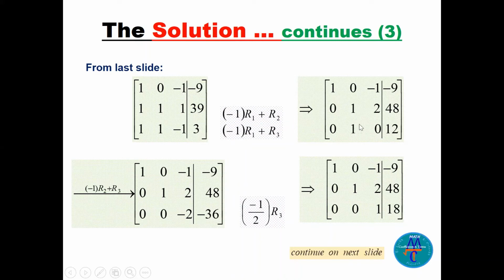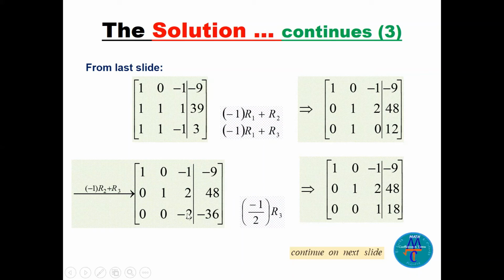Now I have to change this number here to 0. See this number here in the last row? I have to change it to 0. So -1 times row 2 plus row 3. See, row 1 stays the same: 1, 0, -1, -9, 0, 1, 2, 48. So multiply with -1, this is 0. Multiply with -1 becomes -2. Add to 0 is -2. Multiply with -1, -48. Plus the 12 becomes -36.